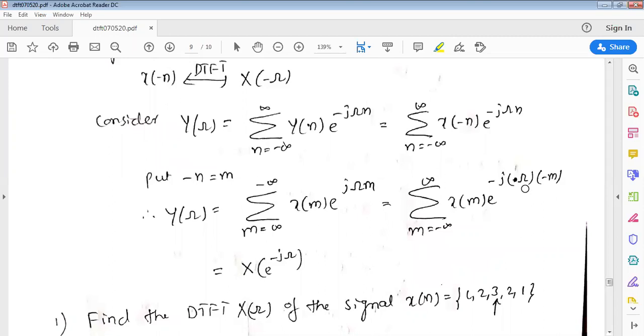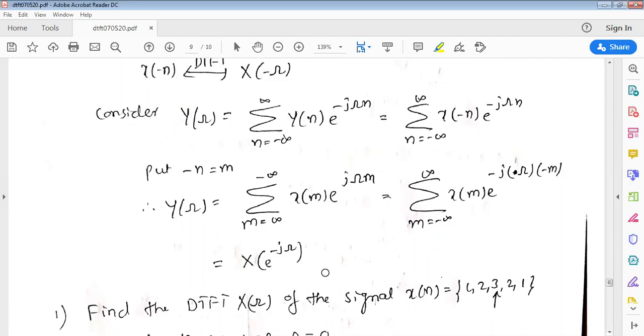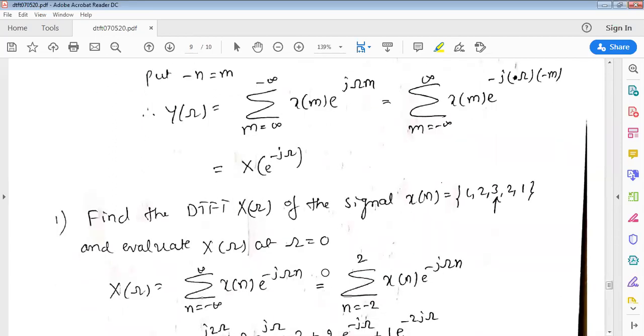So it is nothing but x of m e power minus j omega m only. Only difference is m gets replaced by minus m. So this is nothing but x of e power minus j omega. That is nothing but x of minus omega. Either you can write x of e power minus j omega or you can write x of minus omega. So if x of n translates to x of minus n, x of omega translates to x of minus omega. That's all is the change between the previous to this one. Are you able to understand?